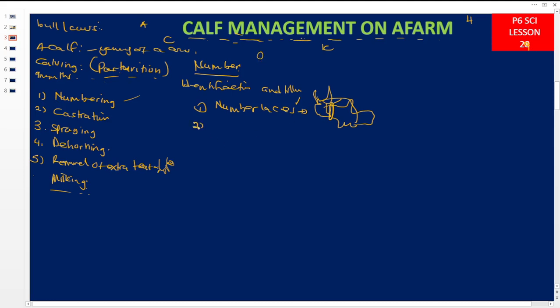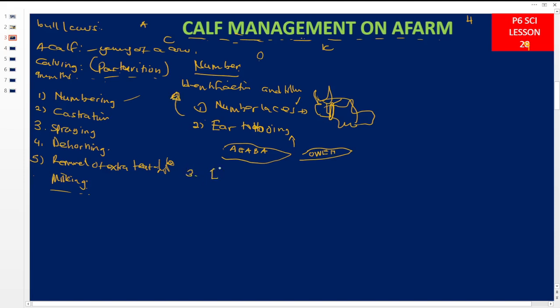Now 2, we can use what we call ear tattooing. So they have their ears. This is the ear. Now on this ear they give it a tattoo. They say this cow or this bull is called Gaba. Then they say this cow is called Oweni. Now when you see this one, this is ear tattooing. It is a method of numbering our calves so that they can easily be identified.